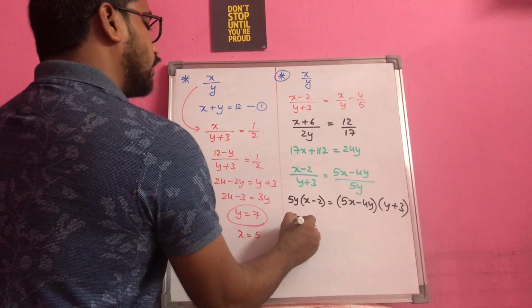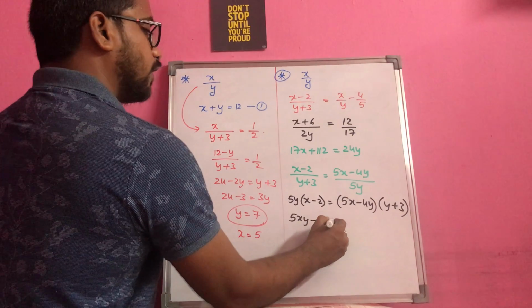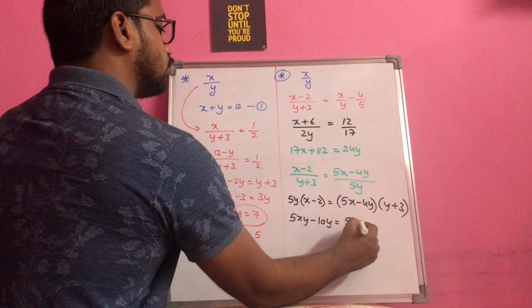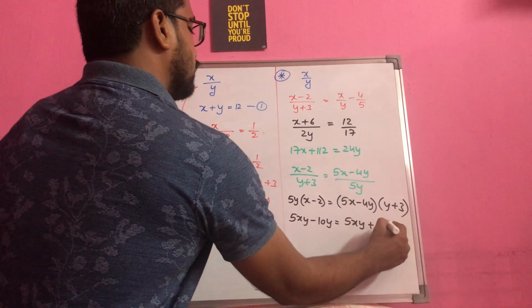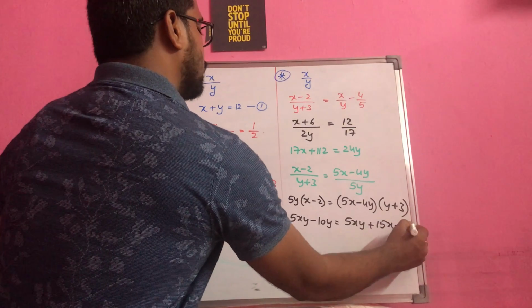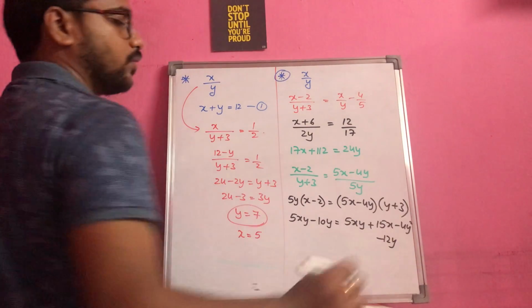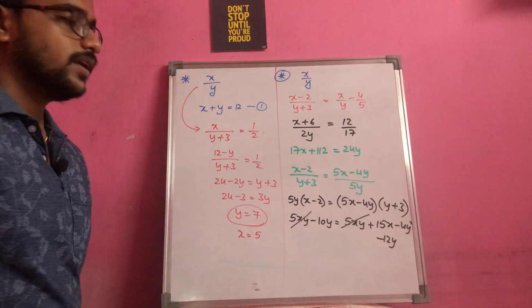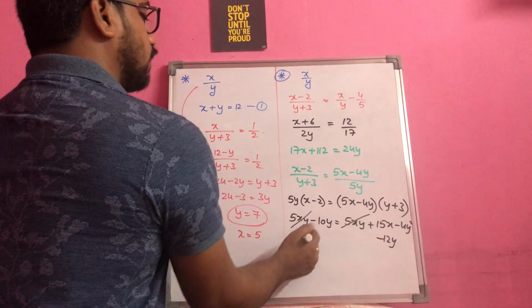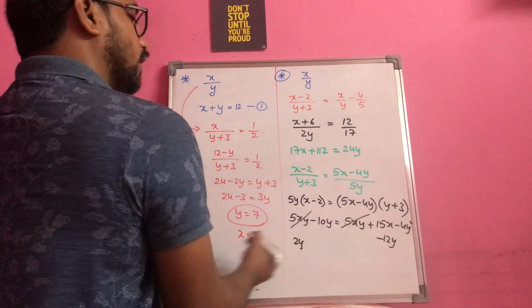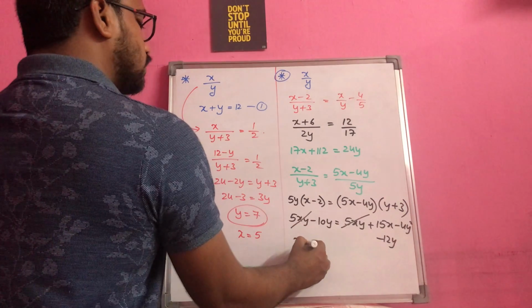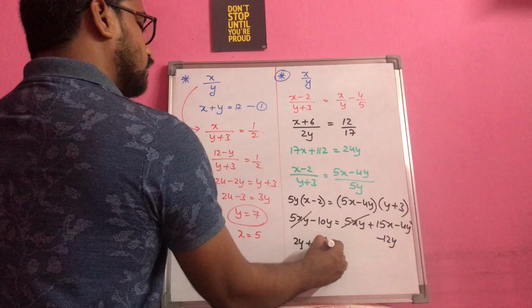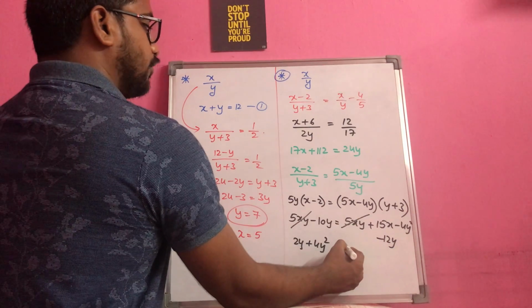So this is 5xy minus 10y. Do the multiplication here also: 5xy plus 15x minus 4y square minus 12y. So 5xy will get cancelled out, and if you bring this to the other side, you will be getting 2y. This also to the other side, plus 4y square is equal to 15x.